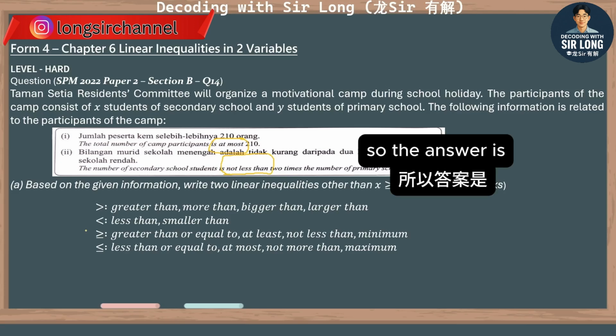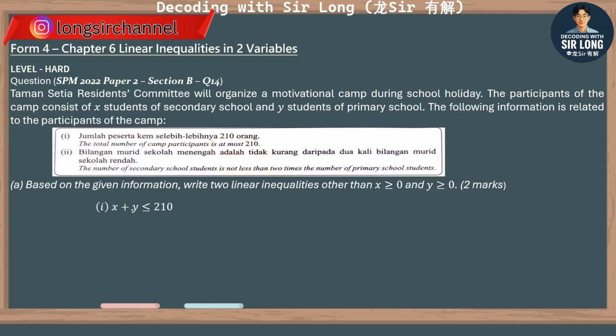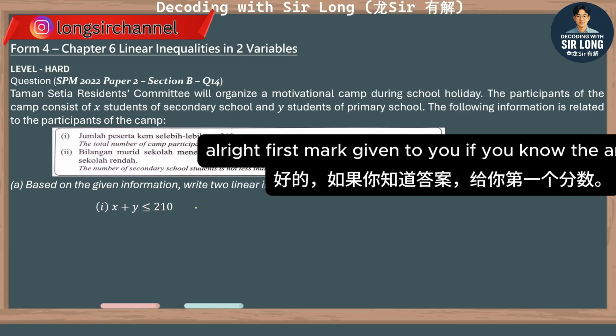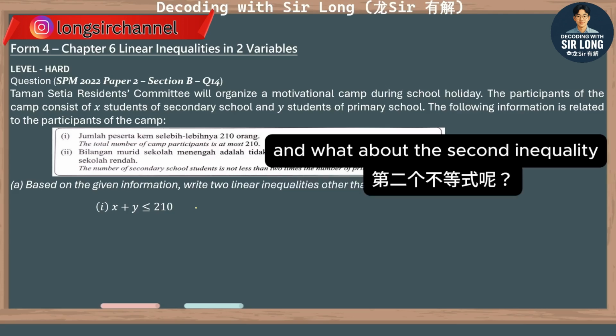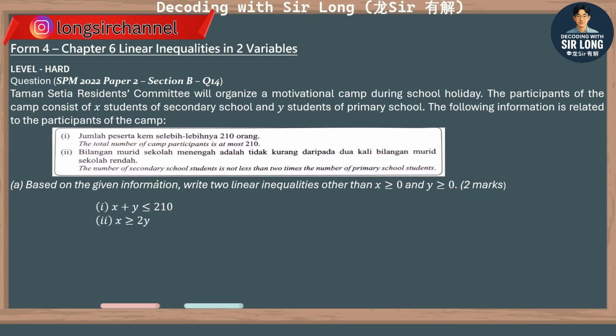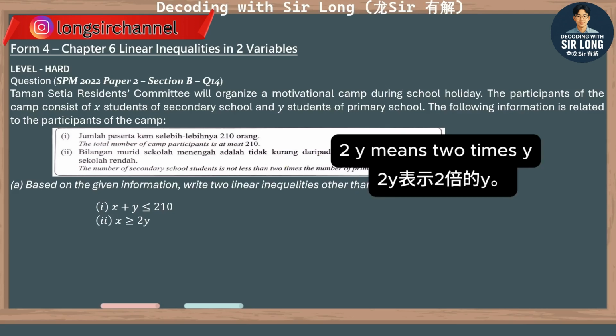So the answer is, for the first information, the inequality is s plus y is less than or equal to 210. Alright, first mark given to you if you know the answer. And what about the second inequality? That is, s is greater than or equal to 2y. 2y means 2 times y.